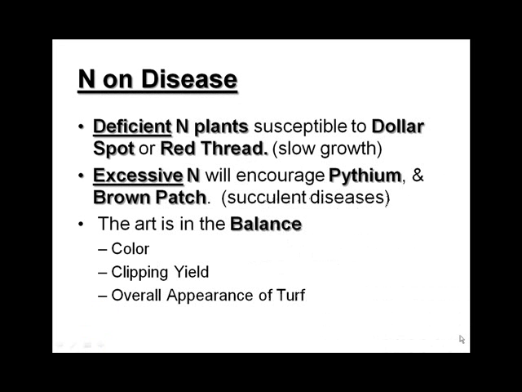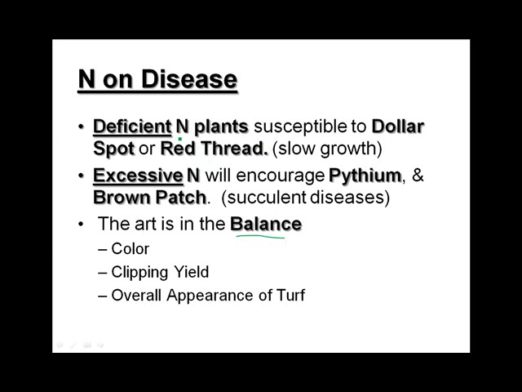I apologize, this is a little bit of a busy slide, but it's really summing up the balance of nitrogen. We don't want to have deficient nitrogen. If we have deficient nitrogen, we'll get the slow growth diseases like dollar spot and red thread. If we over-fertilize, we'll bring on the succulent. There's your vocabulary word, succulent. Diseases like pythium and brown patch, which we're going to talk about quite extensively in your classes this summer and then again next fall. So it's a balance.